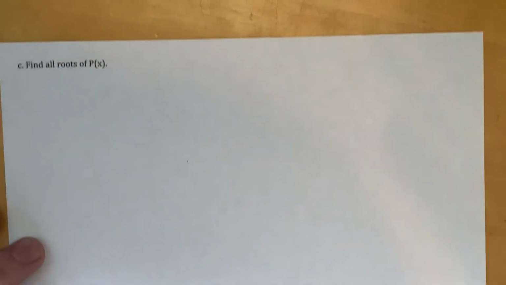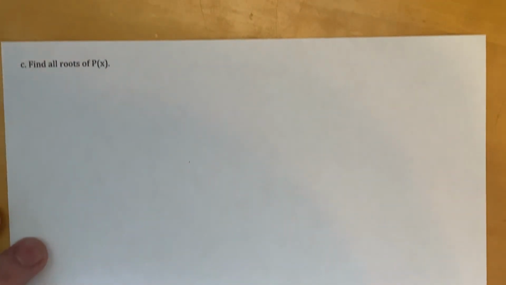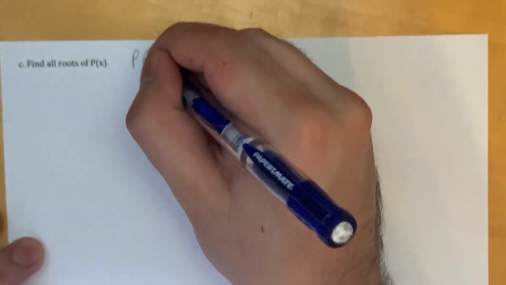All right, so it says find all the roots of p of x, and I've put away the paper with the leading coefficients and whatnot. So just trust that I've memorized it. I have this amazing memory and not a cheat sheet next to me. So let's test p of negative 1/2.